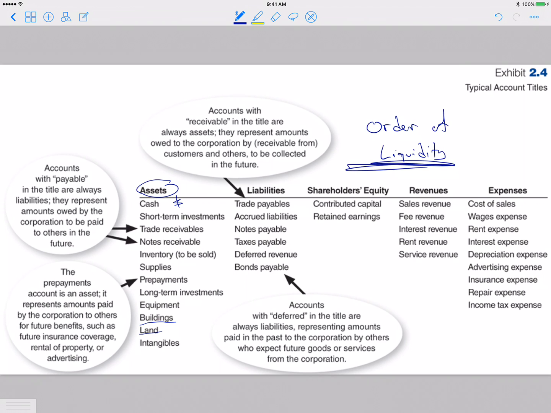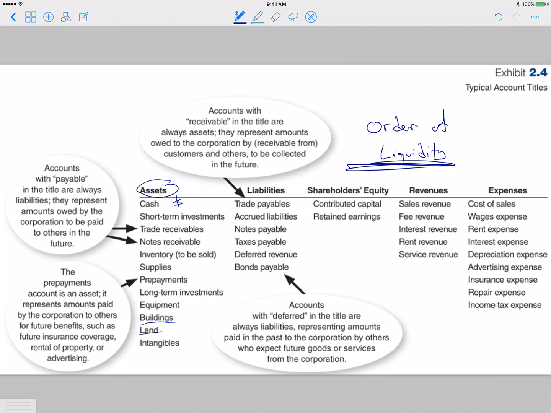And this is really important. Your statement of financial position has to be built in order of liquidity, with the most liquid assets or liabilities at the top, with the least liquid at the bottom. So cash is always the most liquid asset because it is cash. And as you go down the list, you see they're more easily sold and turned into cash.